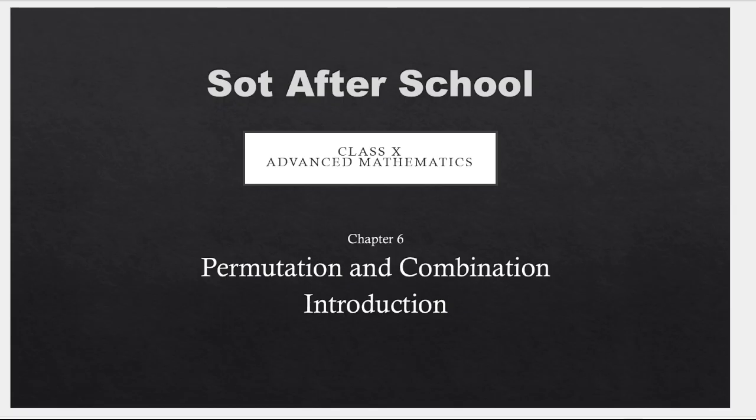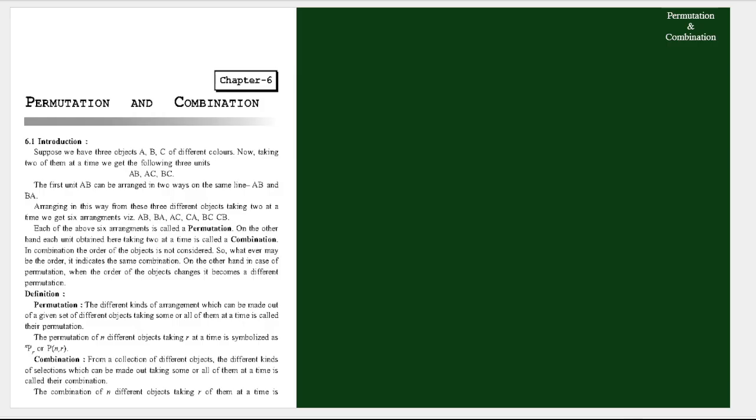And in this class, we are going to study about permutation and combination. So, this is chapter 6 of your advanced mathematics. Okay, so after a long holiday, we are back again. So, let's come to our chapter, permutation and combination.